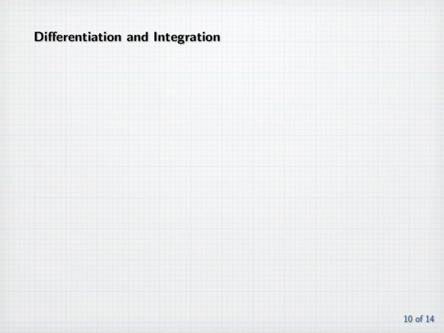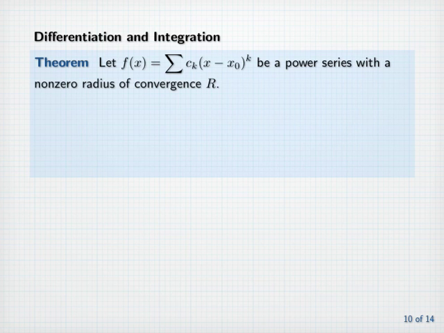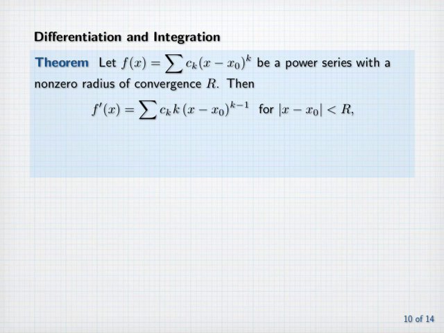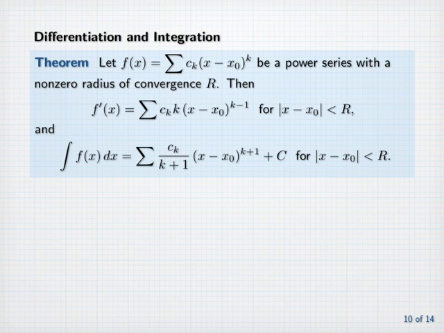Differentiation and integration of power series. Theorem. Let f of x equal the sum of c sub k times (x minus x naught)^k be a power series with a non-zero radius of convergence r. Then f prime of x is equal to the sum of c sub k times k times (x minus x naught)^(k-1) for the absolute value of x minus x naught less than r, and the indefinite integral of f of x dx is equal to the sum of c sub k divided by (k+1) times (x minus x naught)^(k+1) plus an arbitrary constant C for the absolute value of x minus x naught less than r.